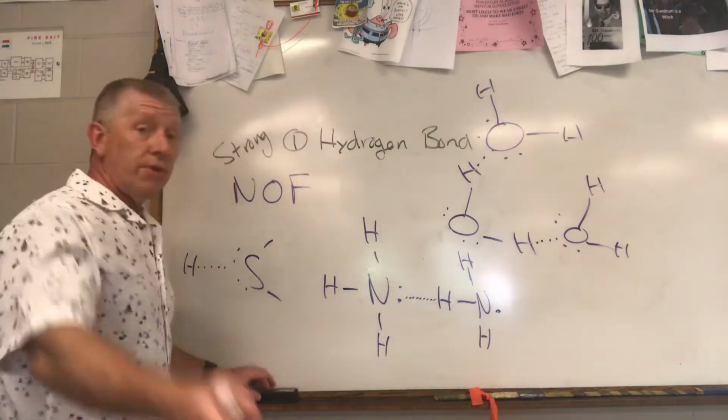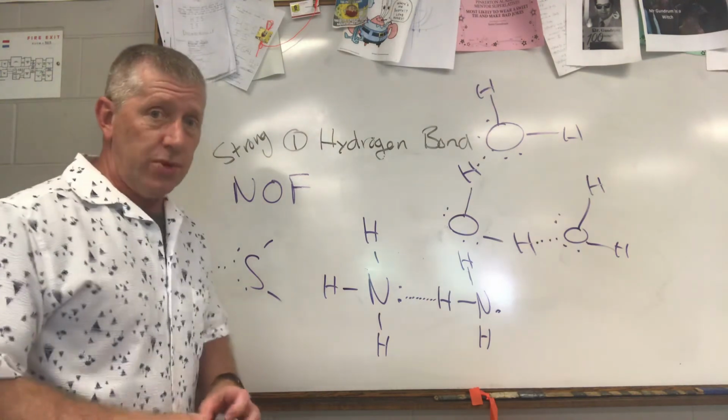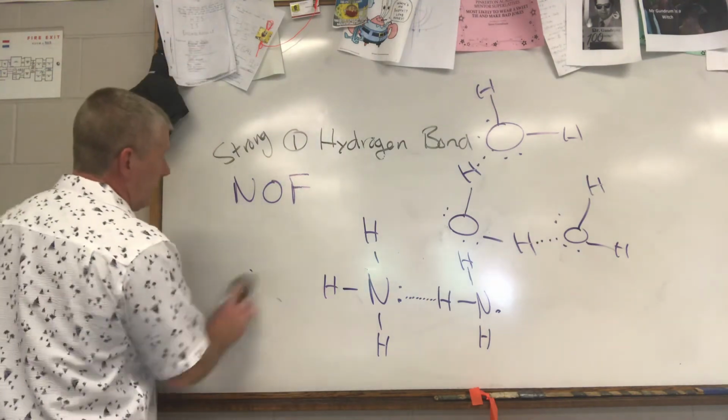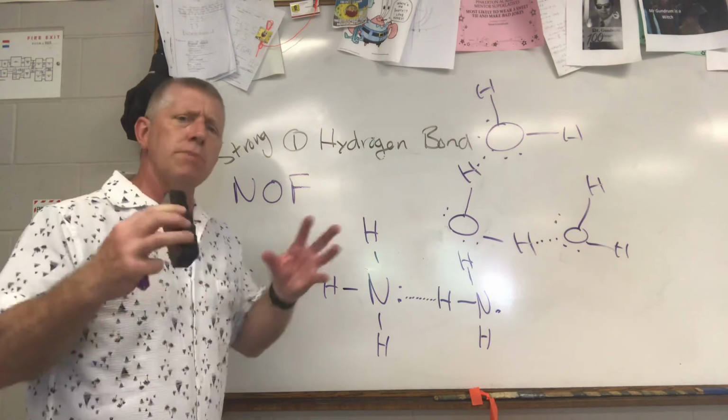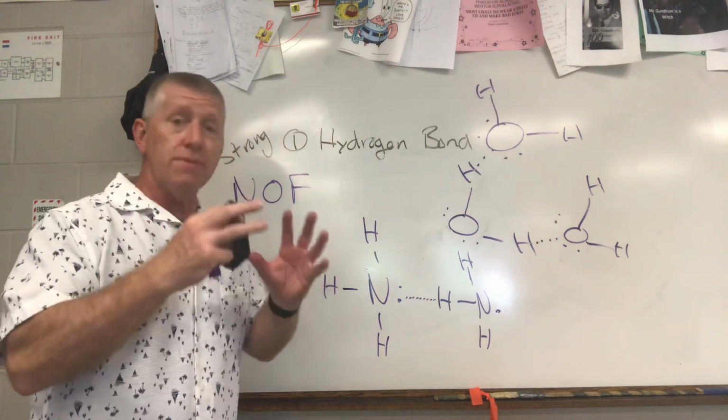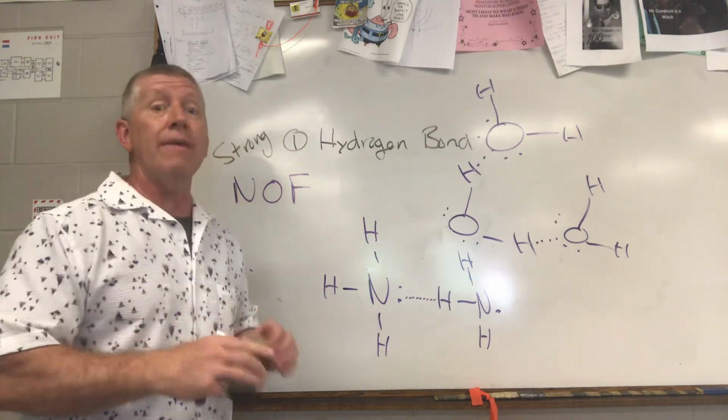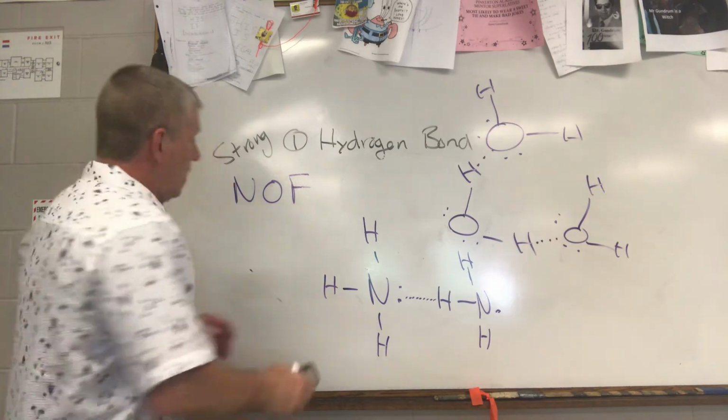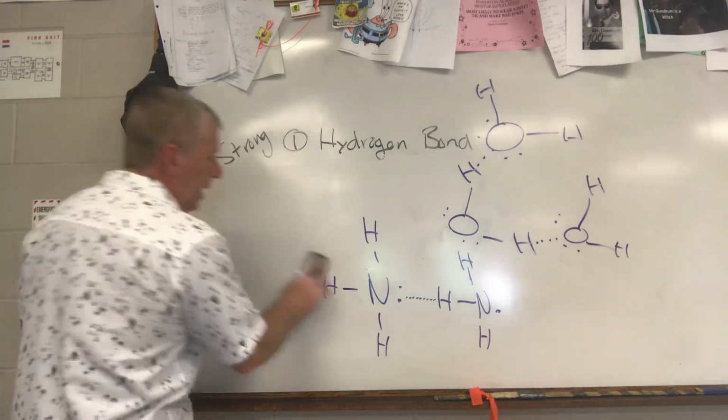Okay, so whoever thought of that, Billy, was that you? Yeah, it was a good question. Why does it have to be these 3? What it boils down to is the size of the atoms. They're small, and they have that unshared pair of electrons. Okay, so that's hydrogen bonding.